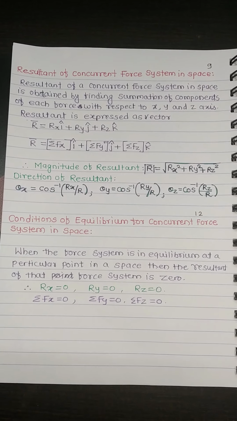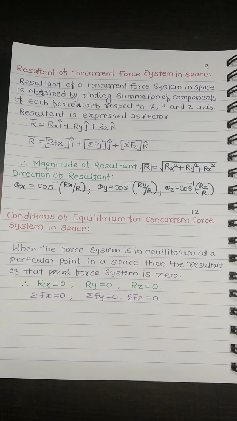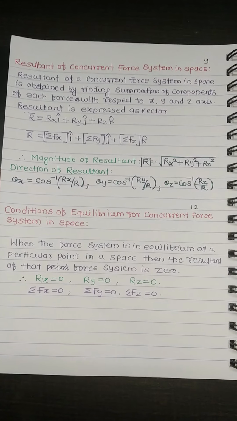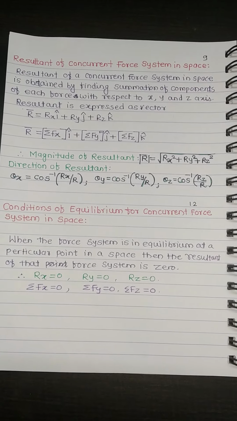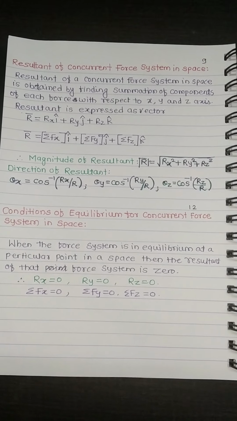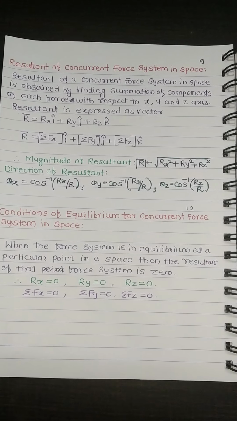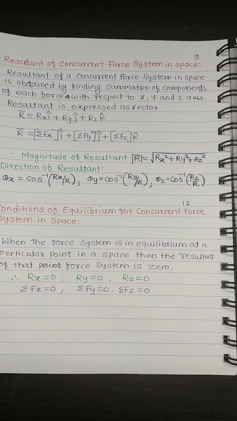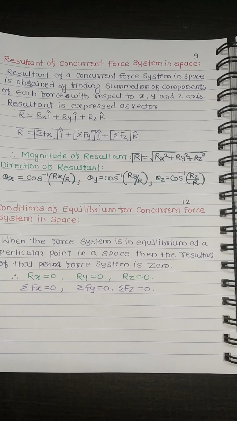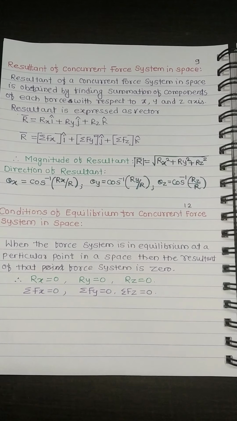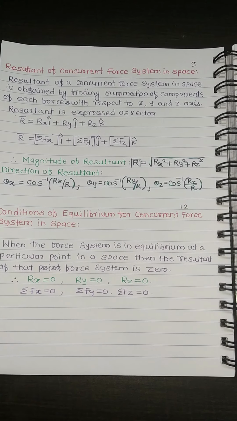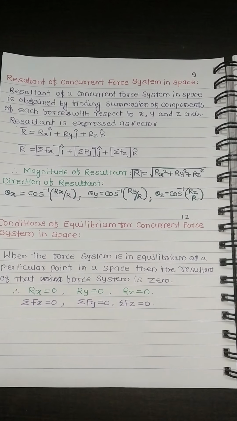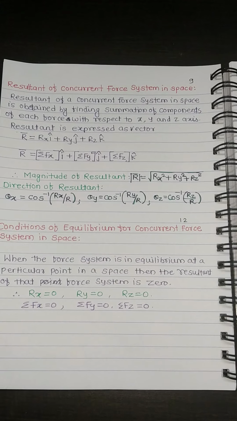Dear students, in this video lecture I am going to explain how to solve a numerical when a resultant force for a concurrent system is asked to find out. Let me tell you first the resultant of a concurrent force system in space. Resultant of a concurrent force system in space is obtained by finding the summation of components of each force with respect to x, y and z axis.